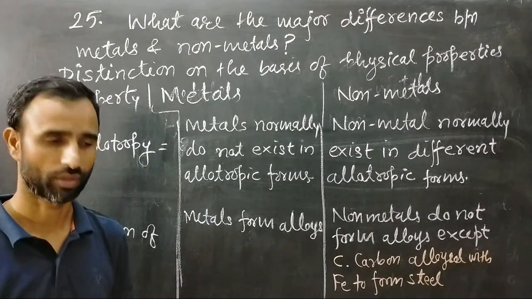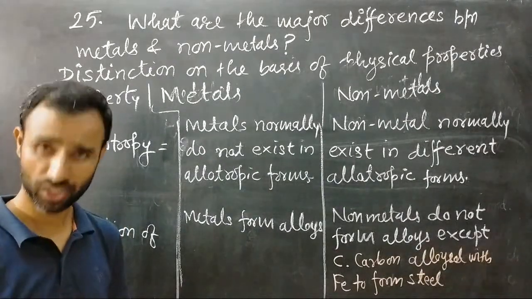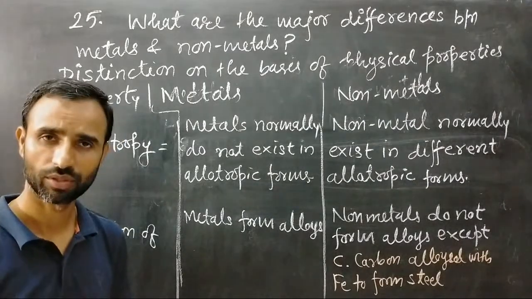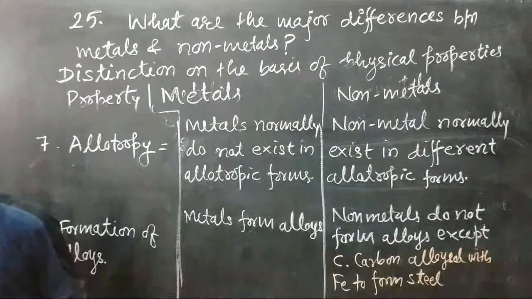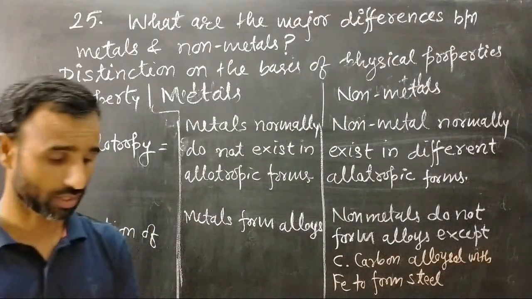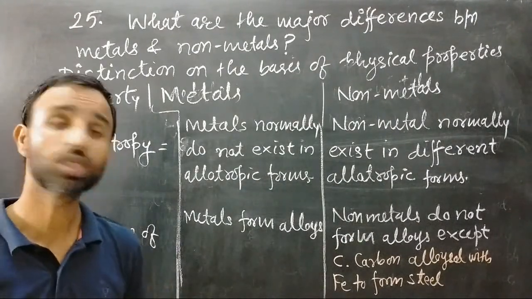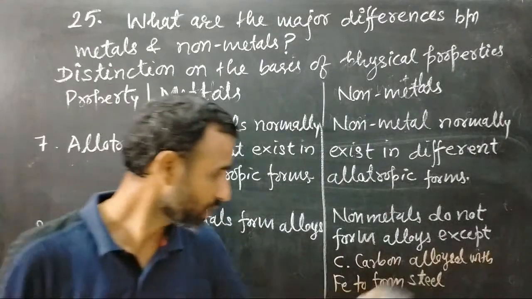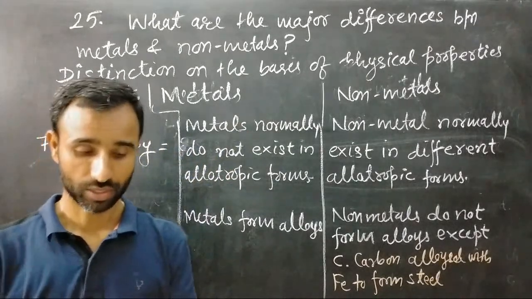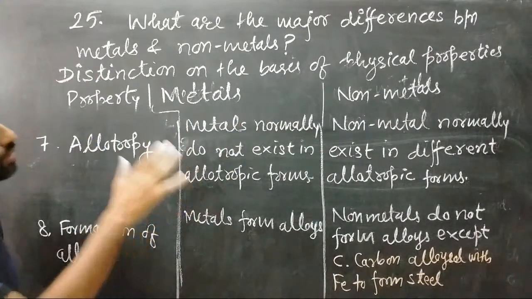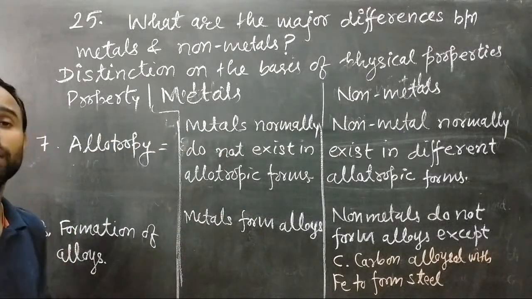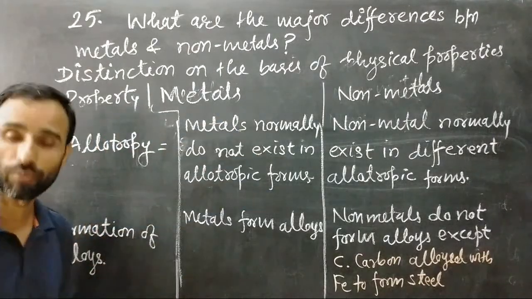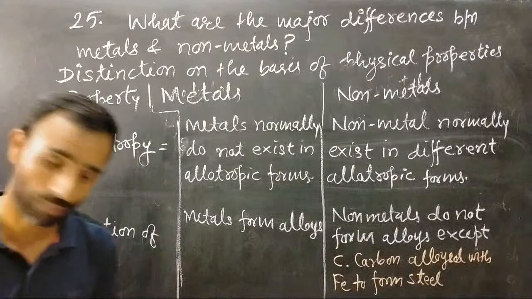Silver, brass, bronze. You may have heard these names, right? So metals form alloys, but non-metals do not form alloys except carbon. When carbon is mixed with iron, it forms steel. So these are the differences in physical properties of metals and non-metals. In the next lecture, we will do chemical properties, the major differences in the chemical properties.